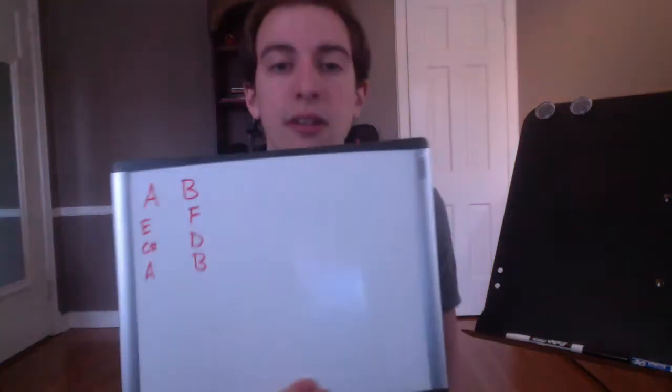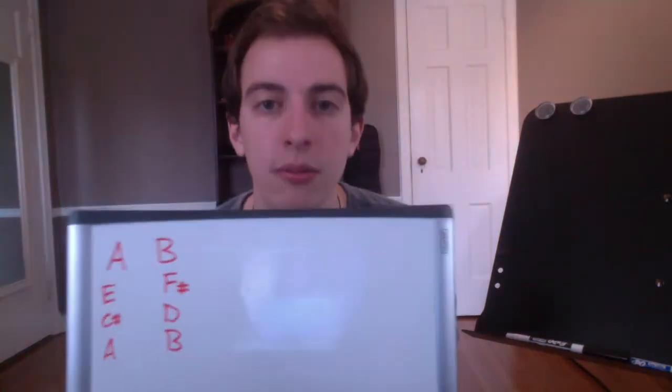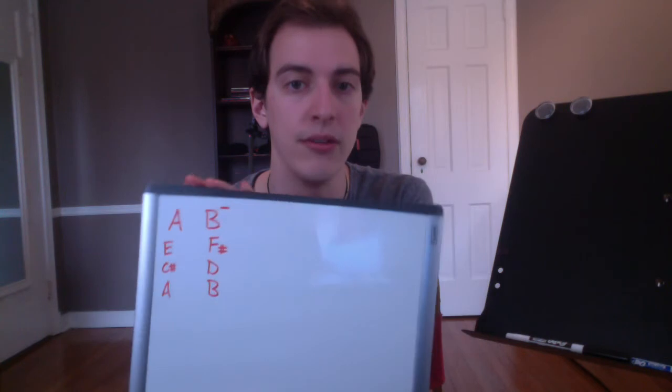So B, C, D, E, F. So I need some kind of B, some kind of D, some kind of F. B, D, F. And then I use my key signature of A, which means that F has to be sharp, because that is a sharp note in A. And if I now think in terms of B major, which has 5 sharps, D is supposed to be sharp, but here it's natural, which makes it a flat 3, or a lowered 3, or a minor third. So that means that my second chord, B, is minor. A is major, B is minor.